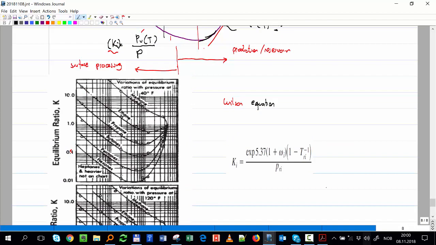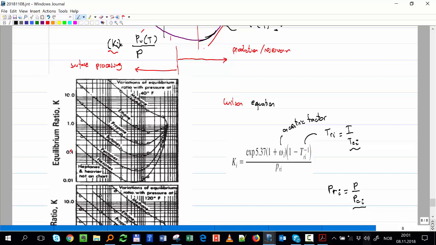That equation uses the reduced pressure of the component, which is the pressure divided by the critical pressure of the component, and the reduced temperature of the component, temperature divided by the critical temperature of the component. We need that. You see we have this, the eccentric factor, another property of the component.